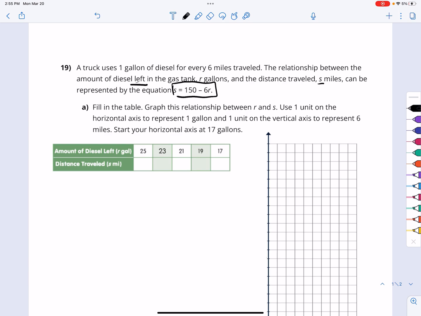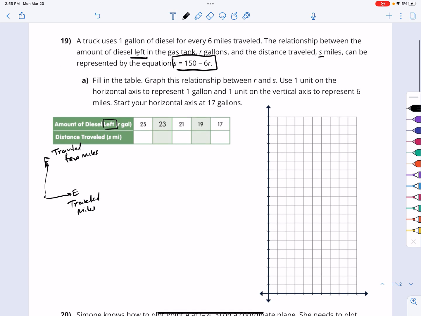This seems to make sense because R is the amount of diesel left over. If we have a lot of diesel left, we've probably traveled only a few miles because we haven't used much of the diesel. But as the amount of diesel gets less, we've driven more miles. So we need to see what this looks like by graphing that relationship.